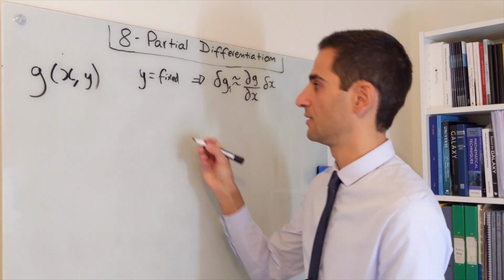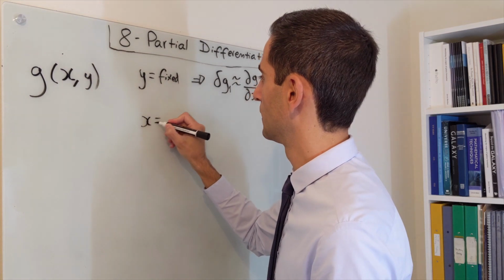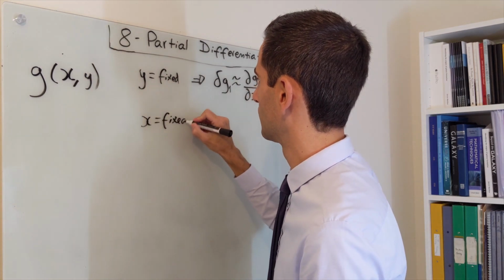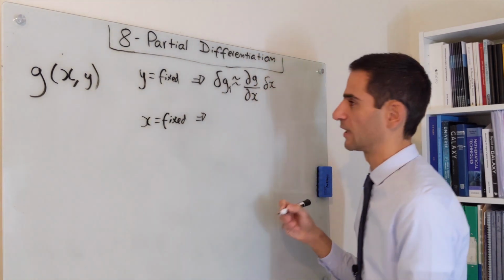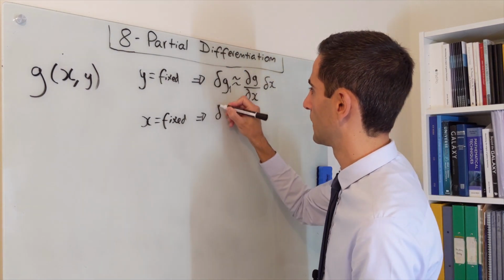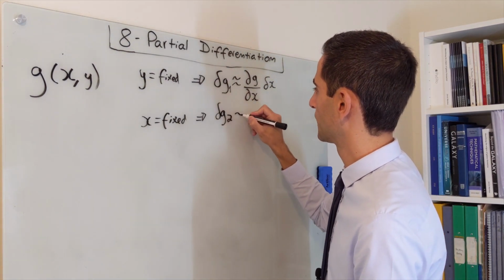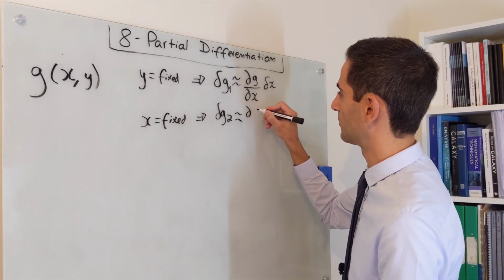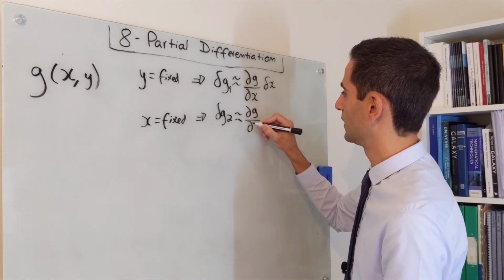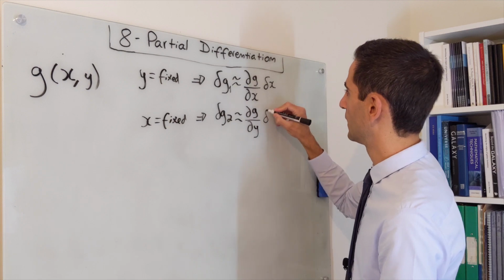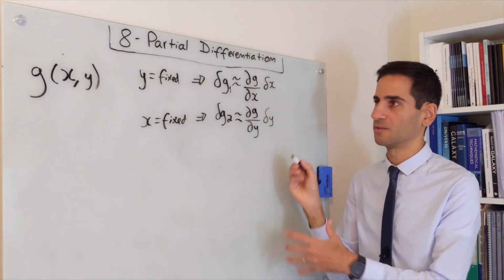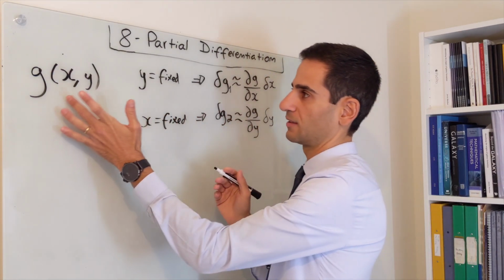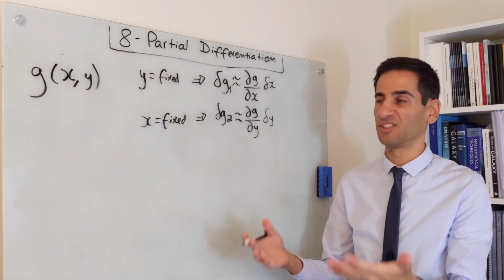The other case is when x is fixed. In this case, we can look at delta g2. With a similar logic, we would calculate this by looking at the partial derivative of g with respect to y, and we multiply this by the change in y. Remember, x and y are variables and they can change.